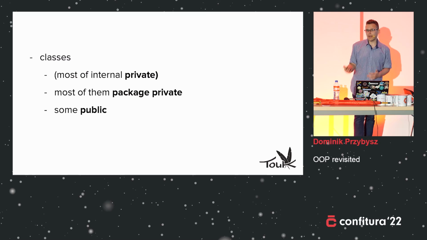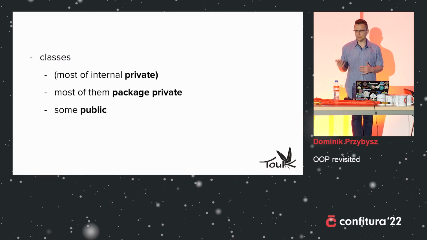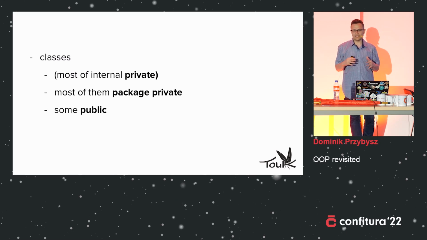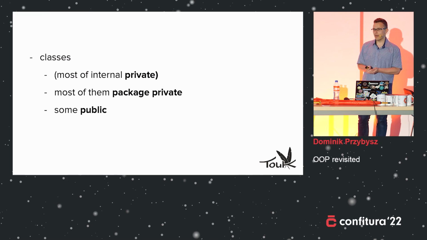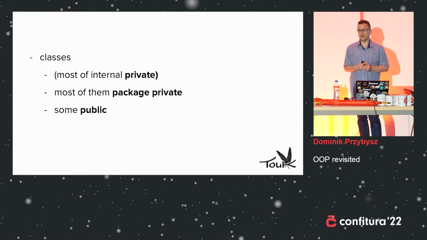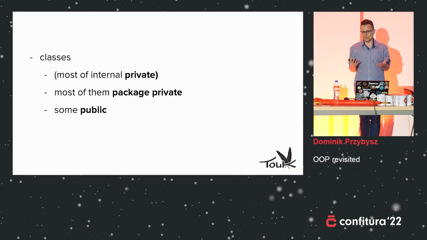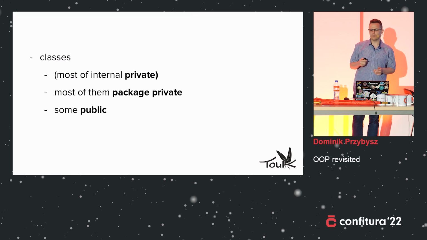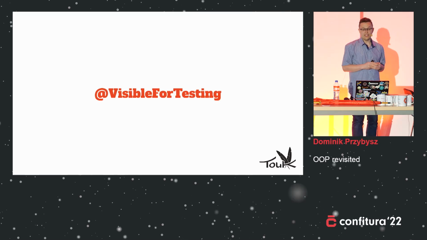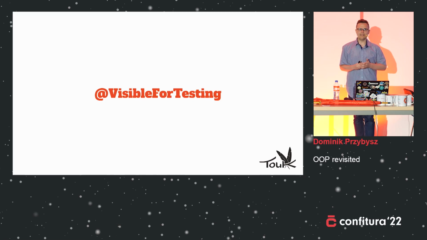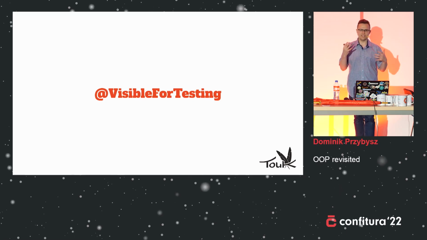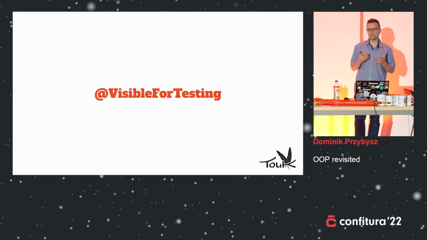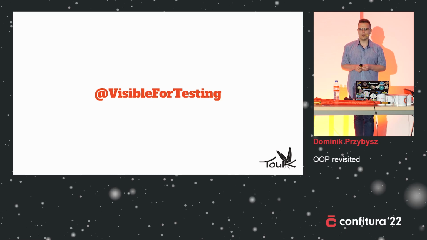Most of the classes should be private. Most of the internal classes should be private because they should be available only in that class. When you really need to expose them in some way, you can make them package private. This is the default version. And only if you really need to read something from outside of your module, make it public. And I think personally this is a really big problem when people use an annotation like VisibleForTesting, because this is the sign that probably the classes are not defined in a proper way and something is broken inside the abstraction that we are trying to create in our code.